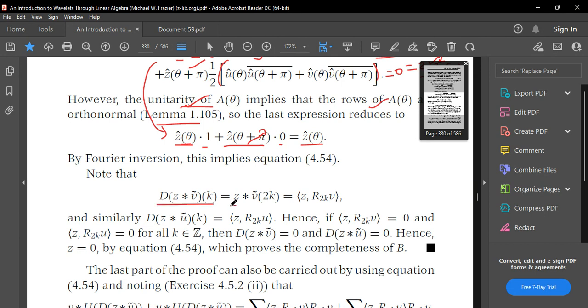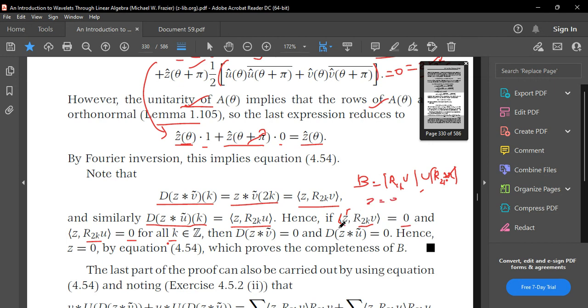So now what we have left is this: d of z star v tilde of k, we know that it is z star v tilde of 2k, equal to the inner product of this one. Similarly, d of z star u tilde of k is equal to the inner product z. But we have to prove the set B is orthonormal. What is B? It consists of R2k V union R2k U. So if an element Z is taken such that the inner product with both R2k V and R2k U for all k is 0, then for completeness we have to prove this z is equal to 0.